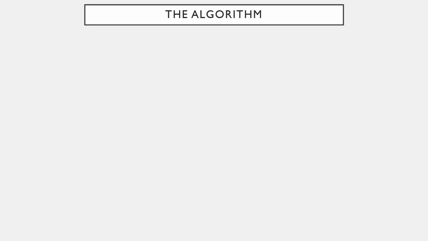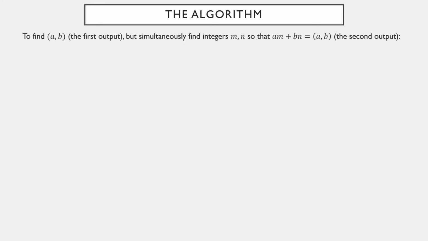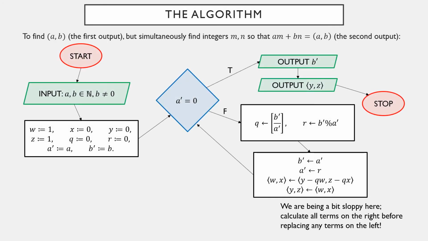Well, we promised a flowchart algorithm, and here it's going to be. So first, we're simultaneously going to find the GCD of the two numbers, but then we're also going to find a vector representation, m comma n, so that am plus bn is equal to the GCD. So rather than run the GCD algorithm and then go back, we're just going to do both of them simultaneously. Here's the flowchart.